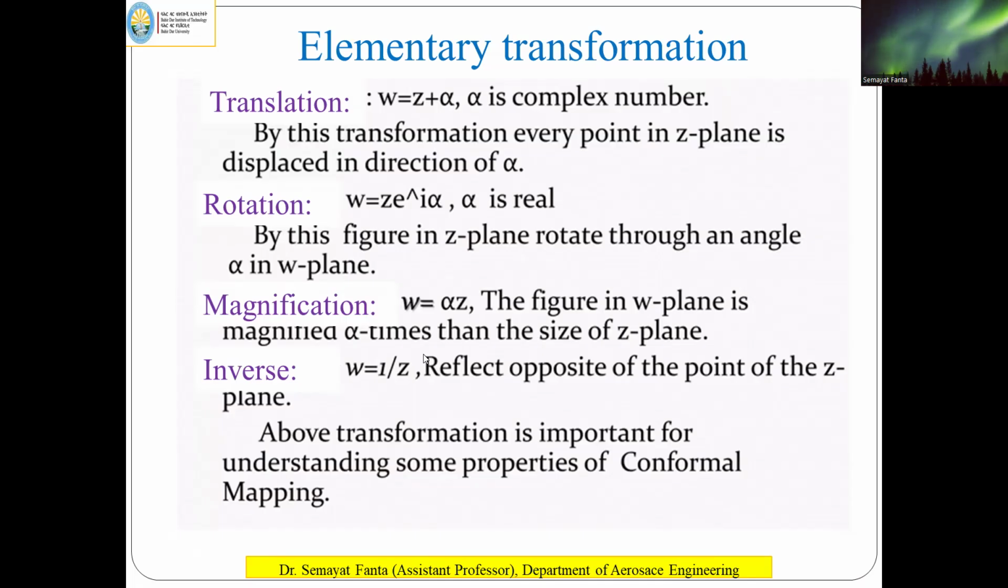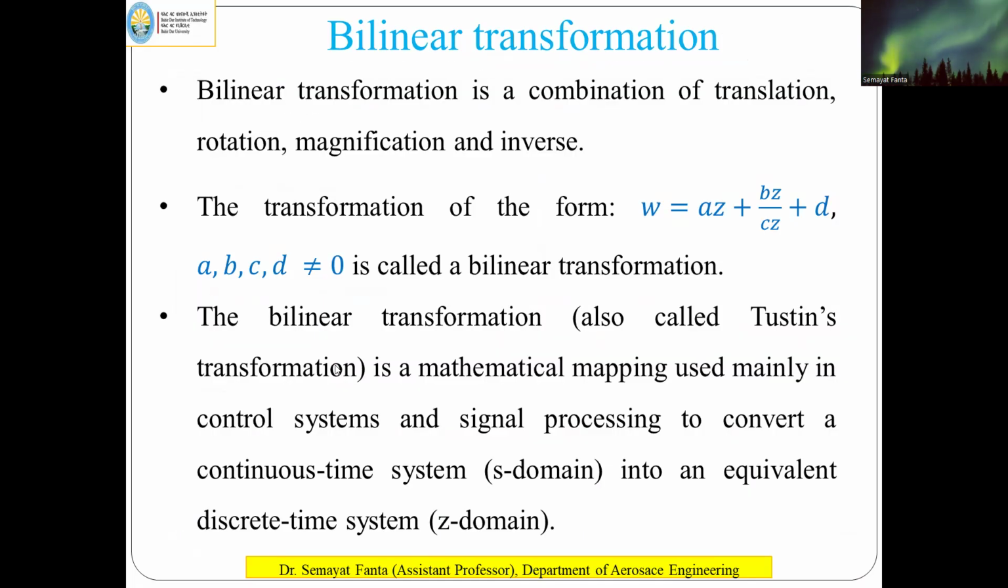We also have combinations of these kinds of transformations. So the above transformations are important for understanding some properties of conformal mapping. Okay, so another transformation is called bilinear. It is a combination of translation, rotation, magnification and inverse together.